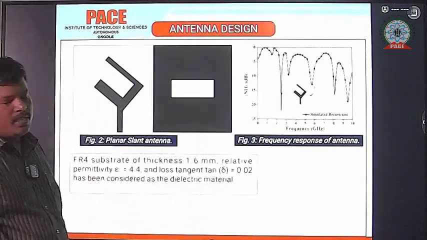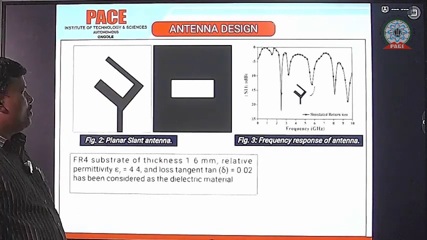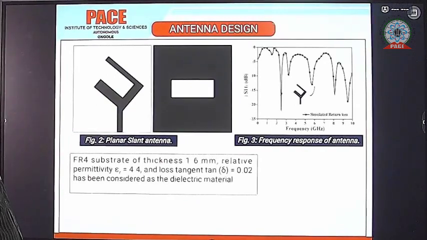This antenna works for Bluetooth applications. In the design of the antenna, we consider the FR4 substrate, because the FR4 substrate is low cost. The thickness is 1.4 mm. The relative permittivity is 4.4 and the loss tangent is 0.02.